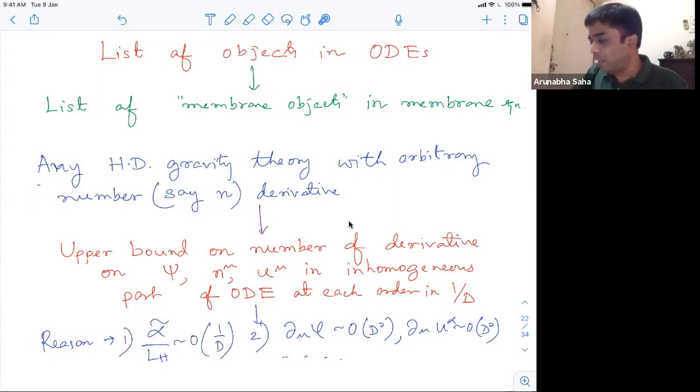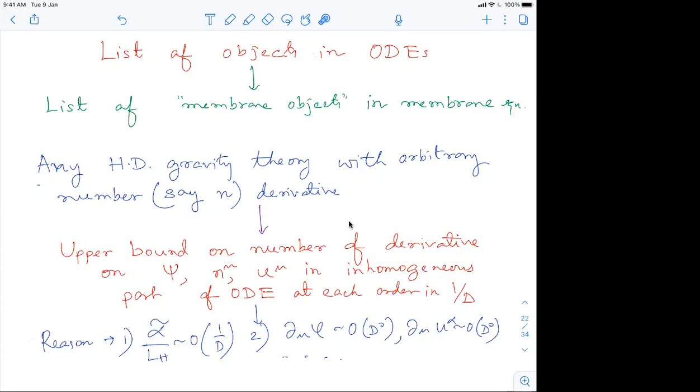Fortunately, what we find is that there is an upper bound on the number of derivatives on the psi and u function in the inhomogeneous parts of the ordinary differential equation at each order in 1 over d. And there are various things that play a role in arriving at this upper bound. One of them is that I consider alpha tilde, the string scale, so to speak, the ratio of string scale to the black hole horizon, to be of order 1 over d, and the fact that the various derivatives on the functions are of order d naught.